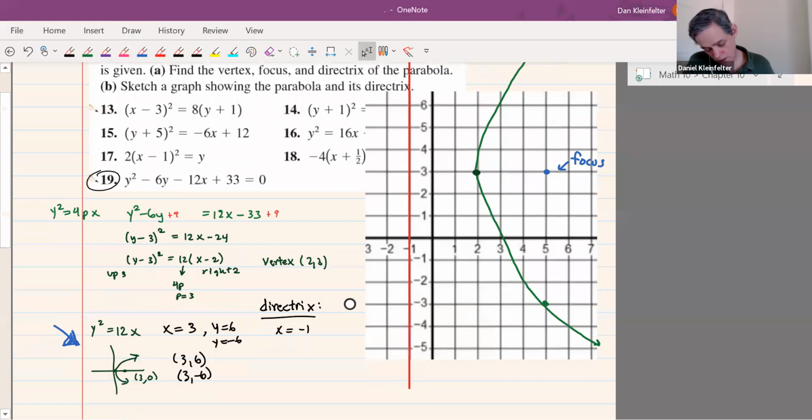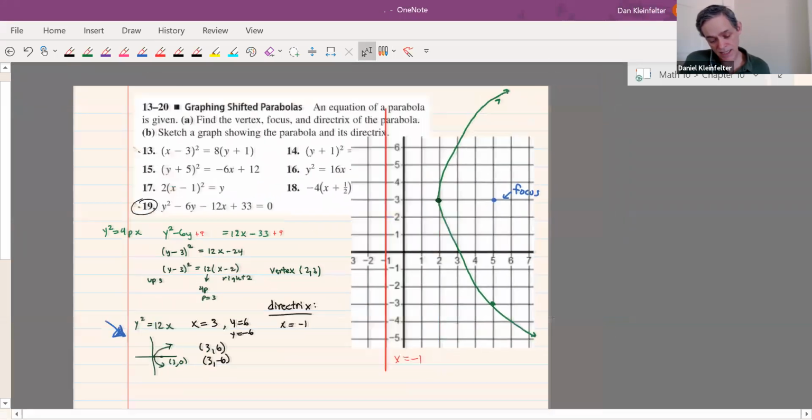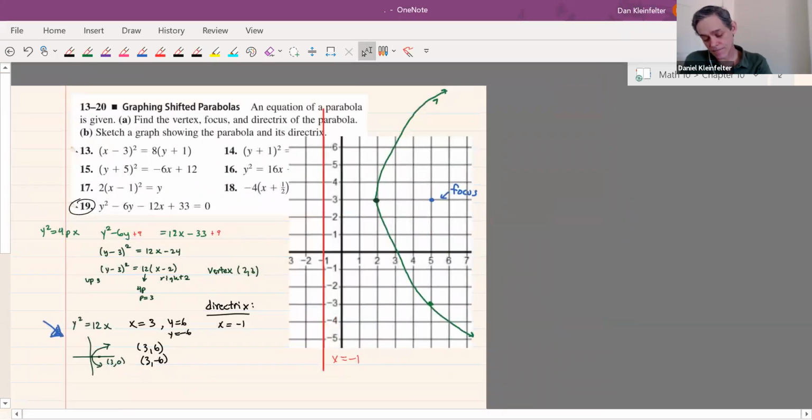All right, so there's our directrix at x equals -1. It's 3 units to the left of the vertex. The focus was 3 units to the right of the vertex. All right, so that takes care of that example. We have more to come.